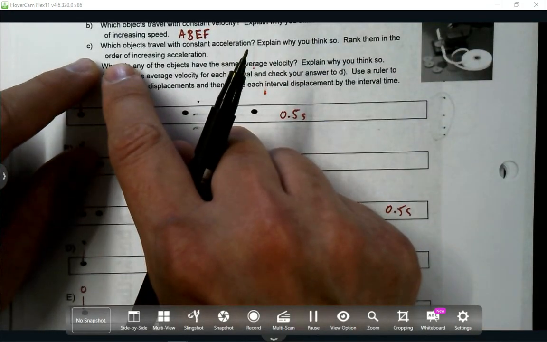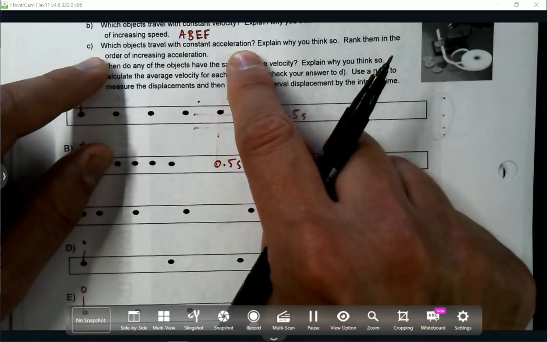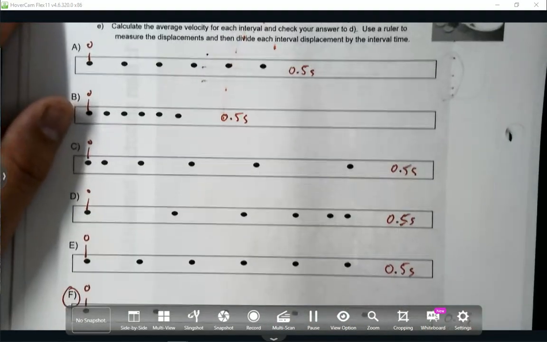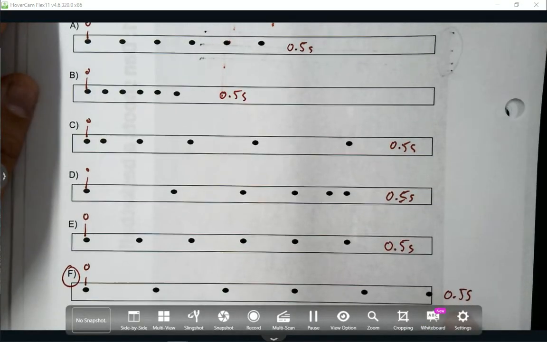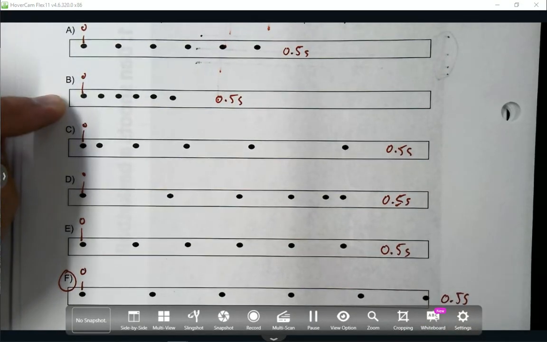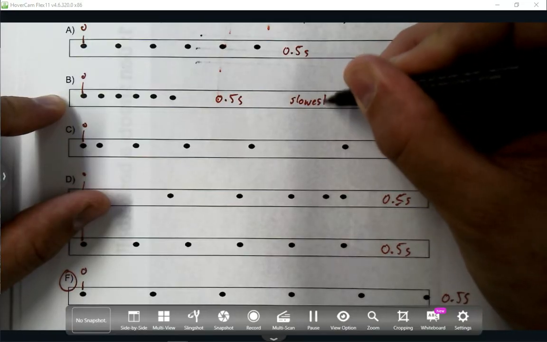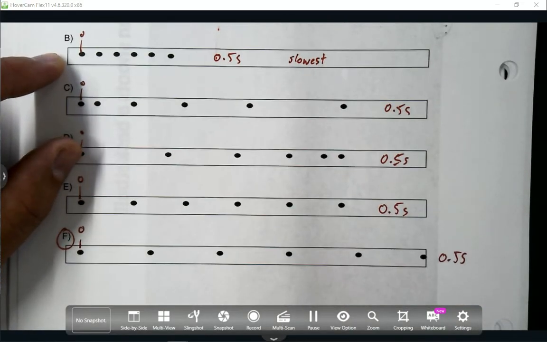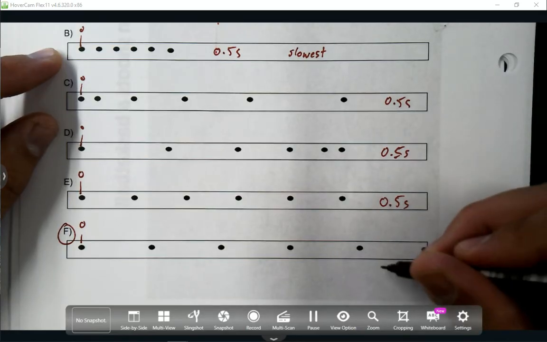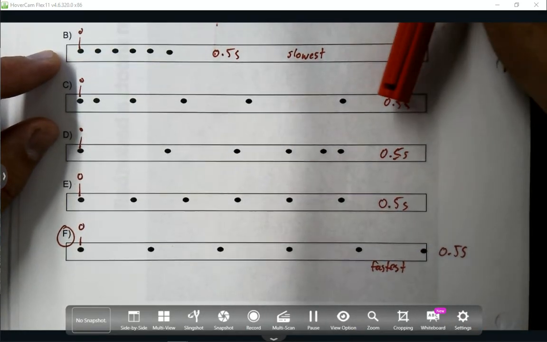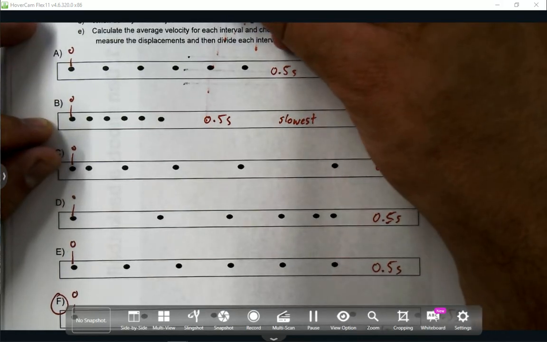So C, which objects travel with constant oh, I forgot to say, rank them in order of increasing speed. Okay, so before we go on, which one's the slowest? B. B is slow? Okay, so I'm going to say slowest. And then we'll bracket that. Which one's the fastest? F. Fastest. So whatever order I put this in, B is going to be first, F is going to be last.